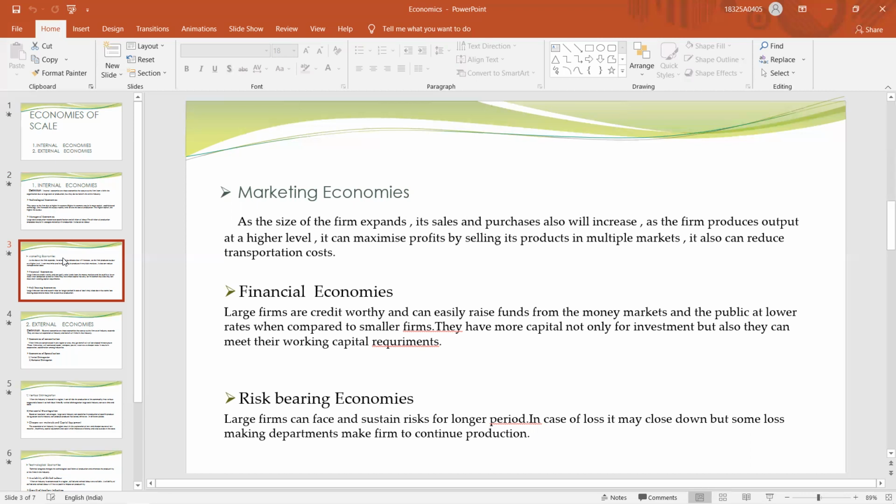They can face risk for a longer period. They have the capacity, and in case of loss, it may close down. But some loss making departments make the firm continue production, and sometimes it may close down. But some loss making departments make the firm continue production.